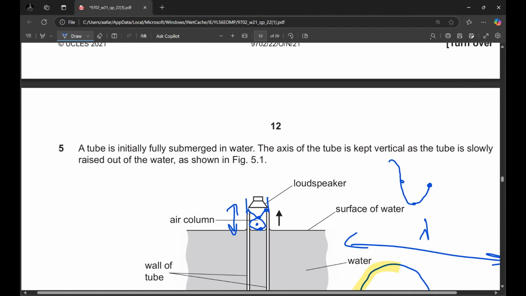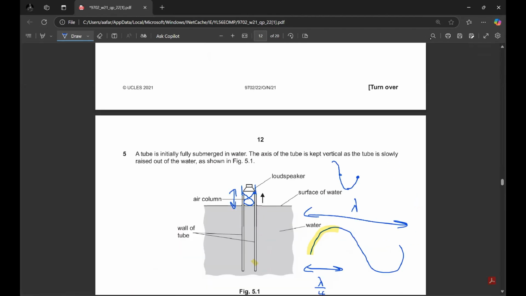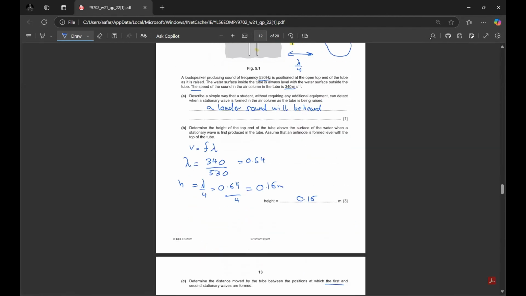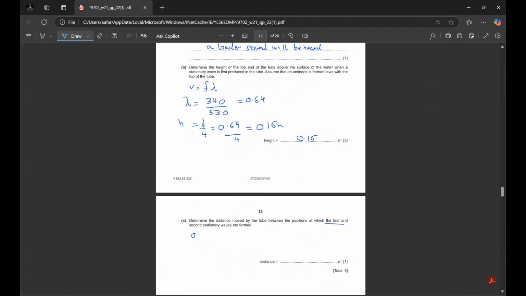So first it was over here, then it moved almost half a wavelength. The wavelength was 0.64, so half a wavelength is going to be 0.32.